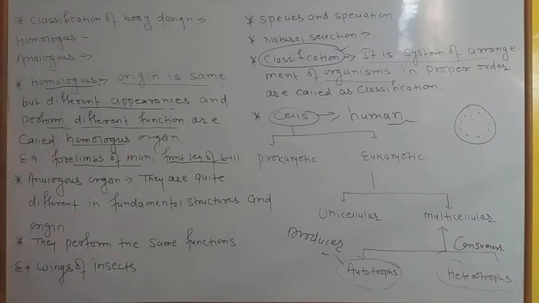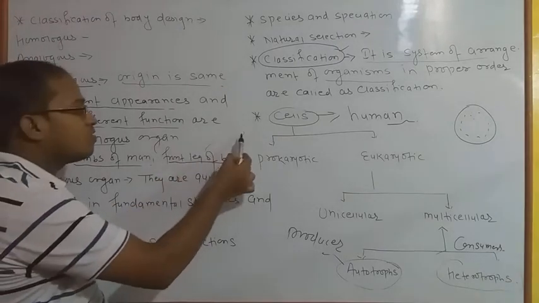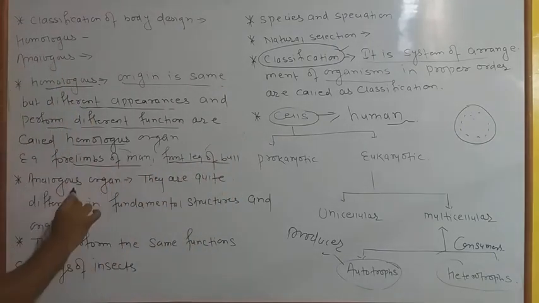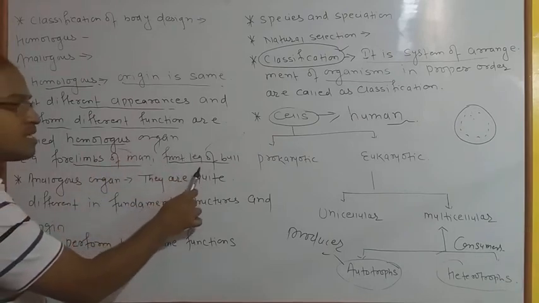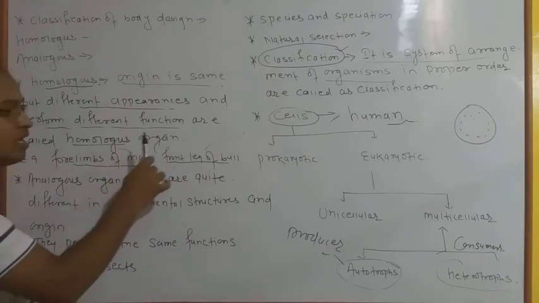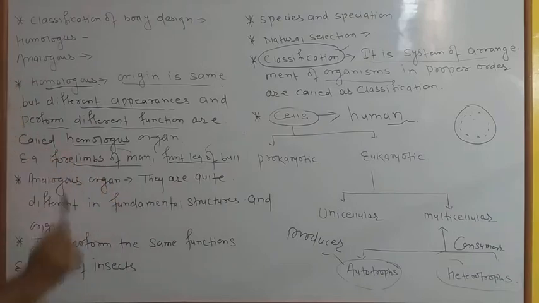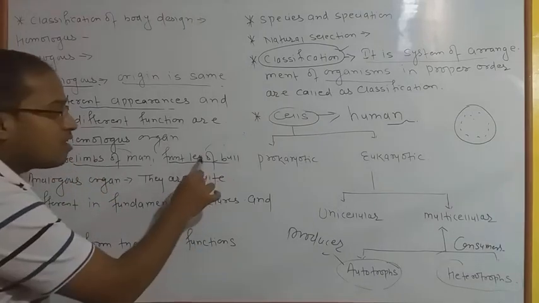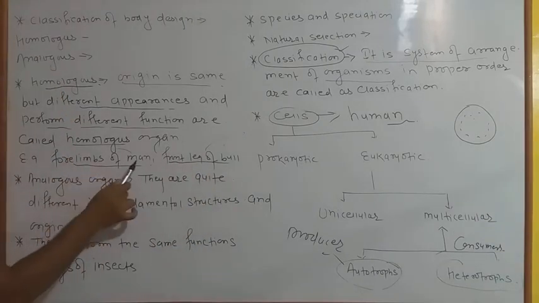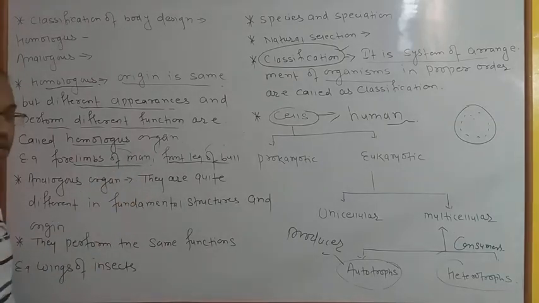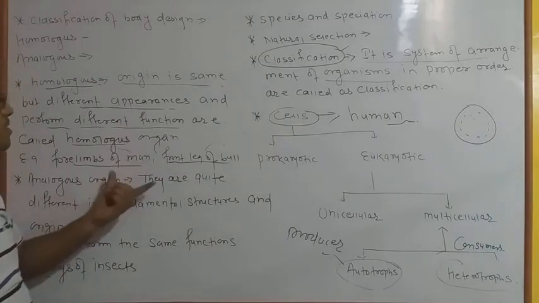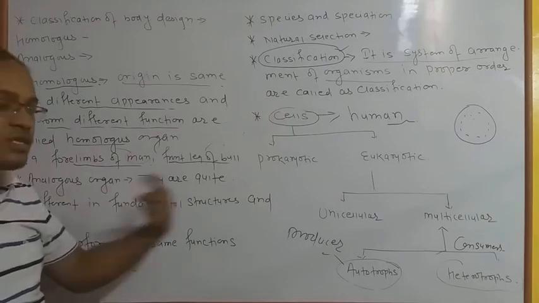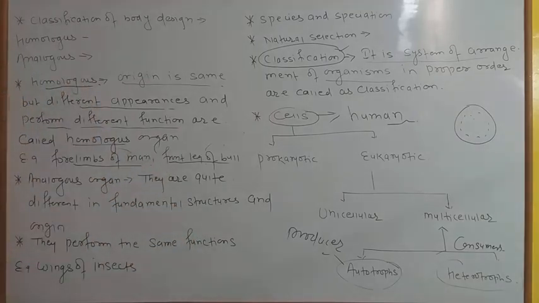Example: forelimbs of man and front leg of bull. ठीक है, ये दोनों के ओरिजिन जो होते हैं, बट इनके अपीयरेंसेस अलग होंगे, इनके फंक्शंस अलग होंगे. ठीक है, इनके लिए ये इनका ओरिजिन होगा, ह्यूमन बीइंग्स के लिए फोर लिम्स ये मैन का ओरिजिन होंगे. सो बट दे अपीयरेंसेस आर जनरली डिफरेंट एंड फंक्शन इज आल्सो डिफरेंट. दैट इज कॉल्ड होमोलॉगस. एंड कमिंग टू द नेक्स्ट पार्ट, एनालॉगस.